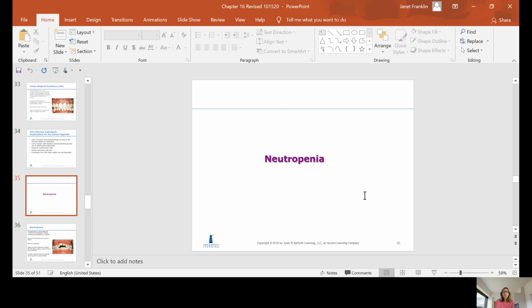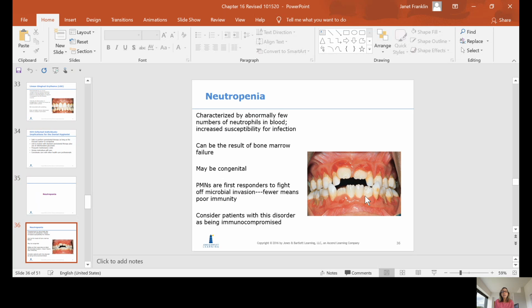Neutropenia. Neutropenia is characterized by abnormally few numbers of neutrophils in the blood. So as we know, neutrophils are the same as PMNs. They are the first responders in the inflammatory response. So abnormally few numbers of them would increase the susceptibility to infection because a lot of your first responders are not available to fight infection.